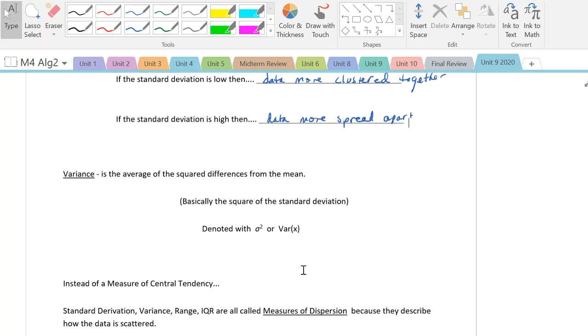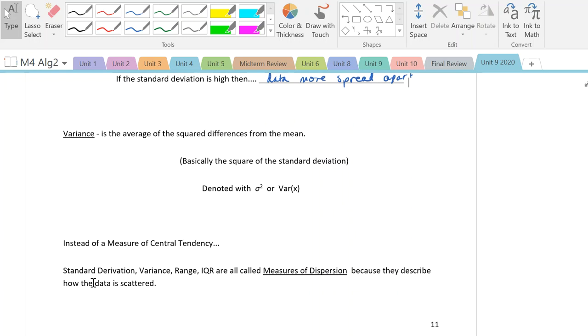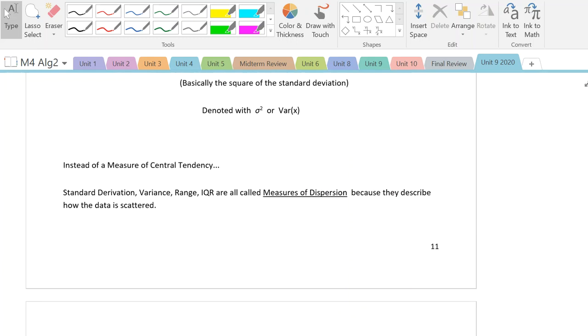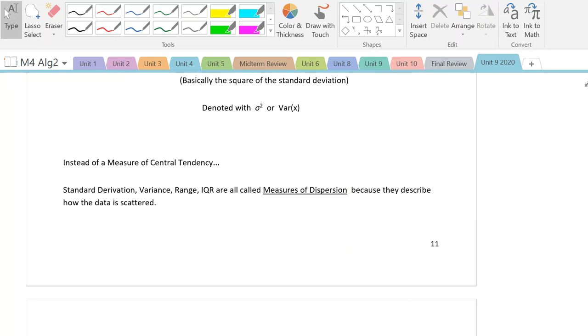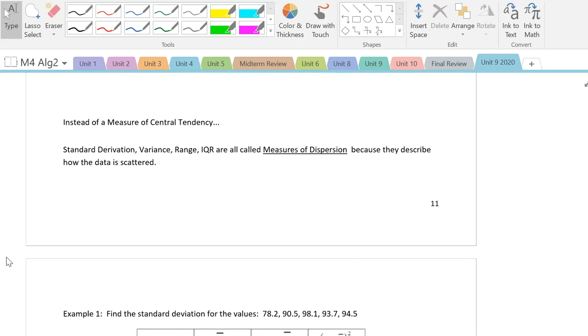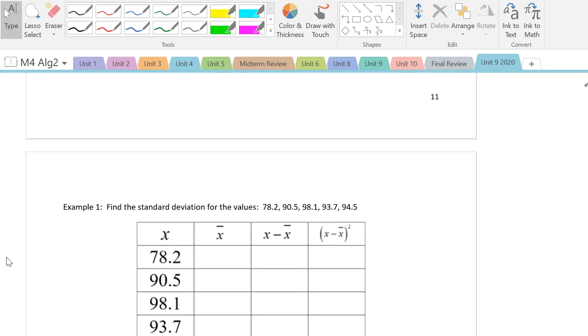Instead of these being called measures of central tendency, they're really called measures of dispersion because it's describing how the data is scattered rather than where it is centered at. So standard deviation, variance, range, interquartile range are all measures of dispersion. I believe I mentioned that in our last video.